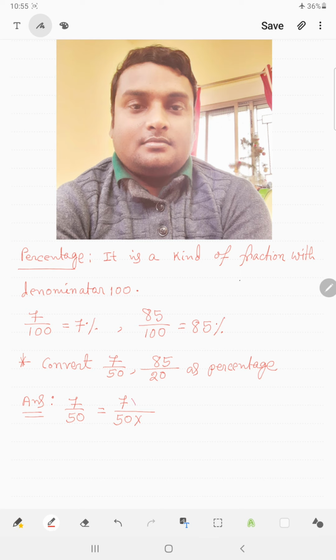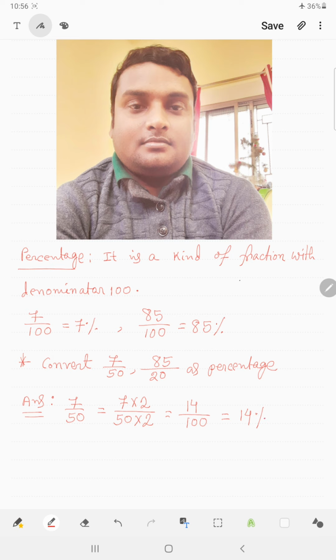So if you want to convert this into percentage, your target is to change this denominator into 100. How can you convert this denominator into 100? If I multiply this by 2, so 50 into 2, then obviously you will get denominator 100. But if you multiply the denominator by 2, the numerator should also be multiplied by 2, so it will be 14 by 100. Then we can say that it is 14%.